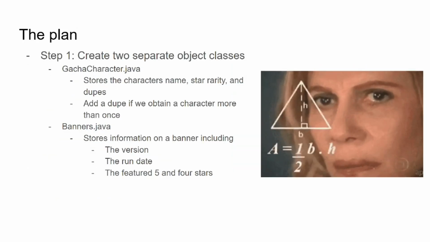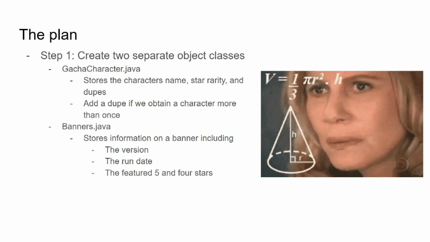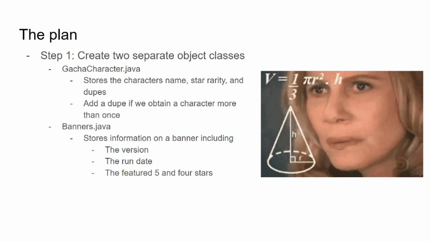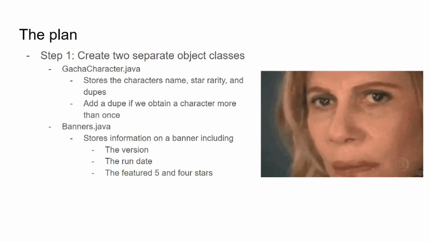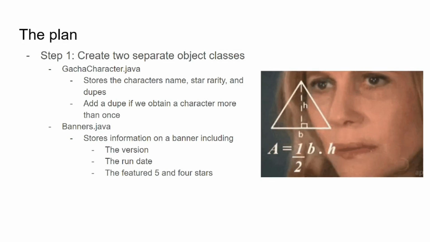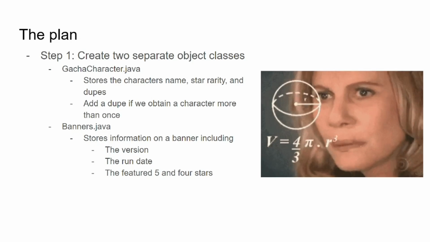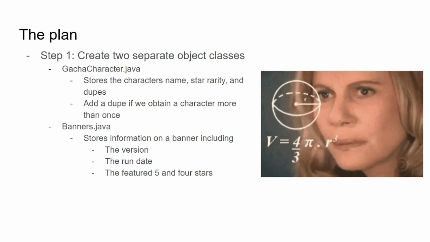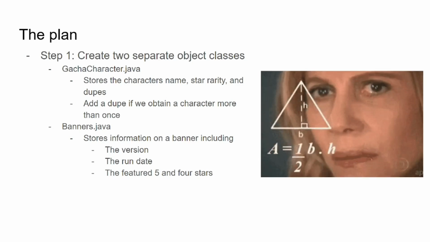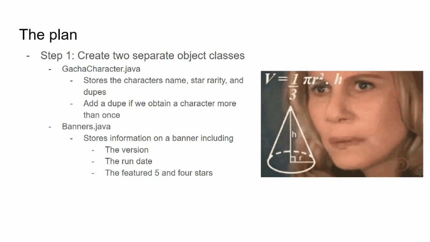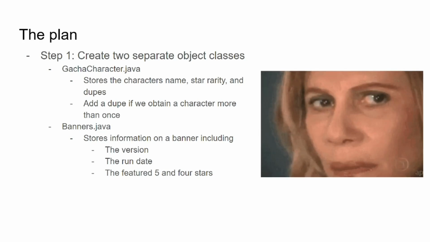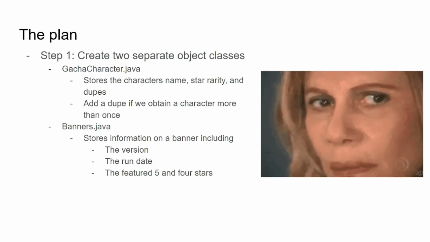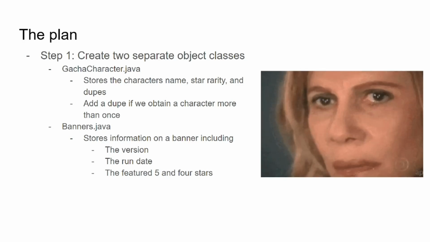Now here is where the fun begins. We will create two separate Java classes. One storing the gacha character and one storing the banners. The gacha character stores the character's name, star rarity, and dupes. We will create a method that adds a dupe every time we get one. Dupes cannot exceed 6. The banners will store the version, the run dates, and featured 5 and 4 stars. We will use simple getter and setter methods to obtain the stored information.